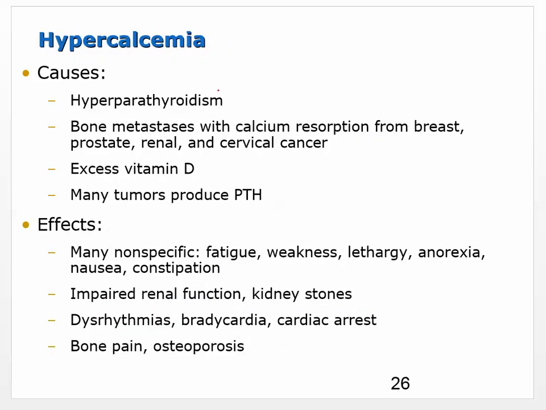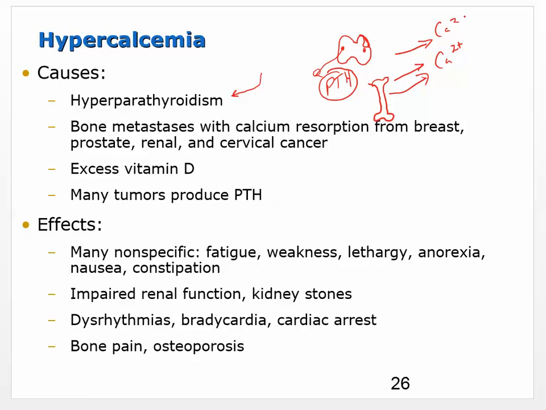All right, hypercalcemia, that would be hyperparathyroidism. Make sure you understand that. The parathyroid sits here and releases parathyroid hormone. And parathyroid hormone is going to cause reabsorption of calcium from bone. So if you have too much parathyroid hormone, you're going to have more calcium reabsorbed from the bone. Again, that's going to weaken the bones too.